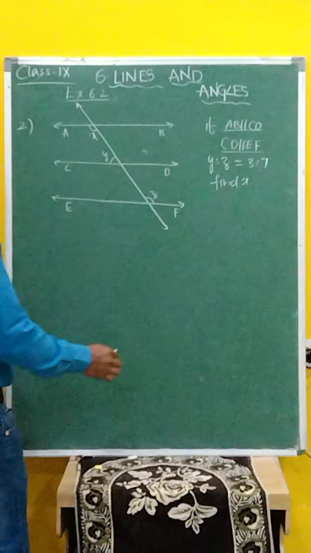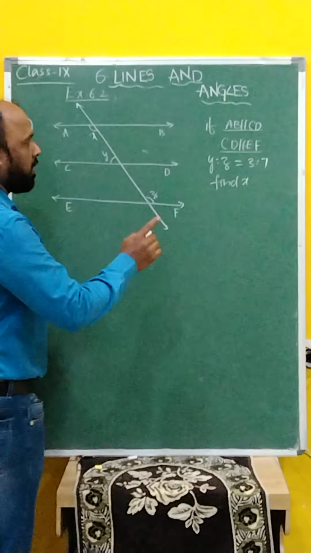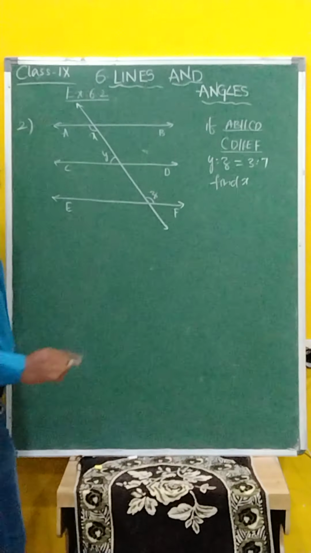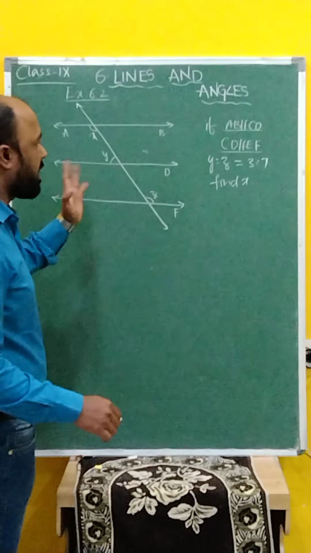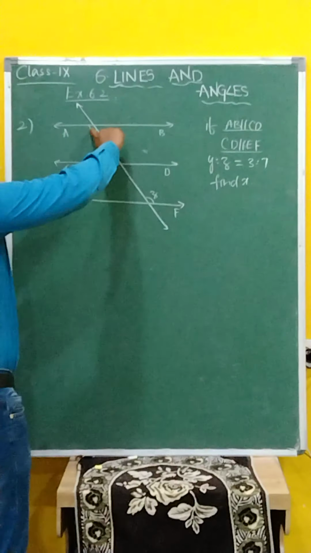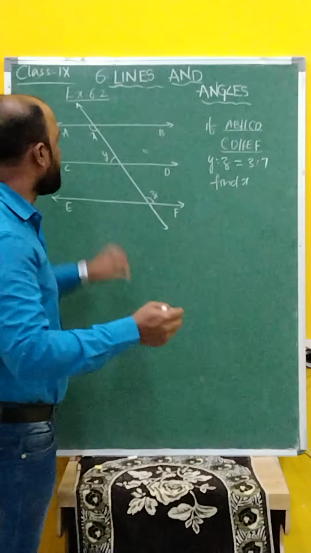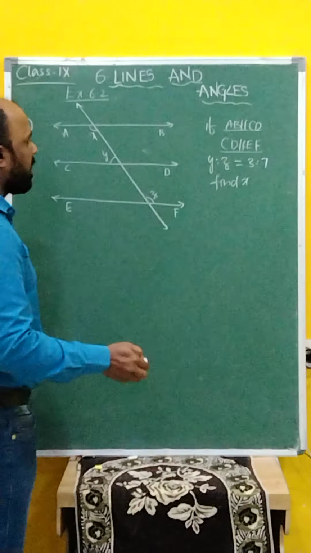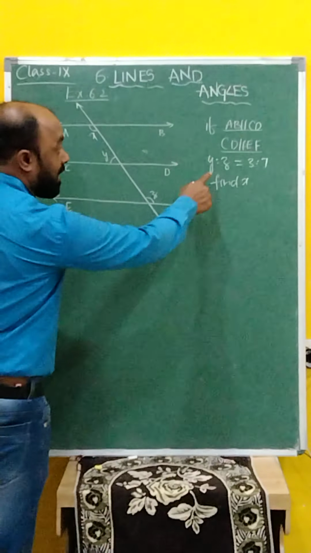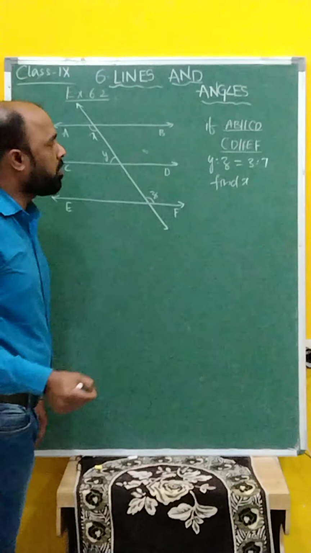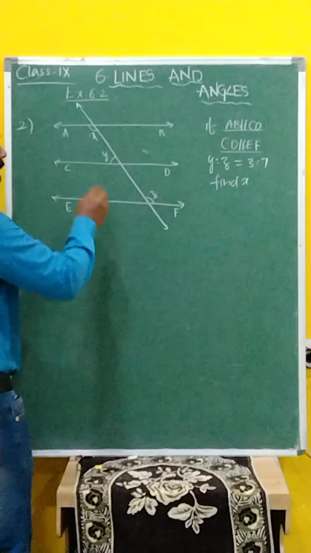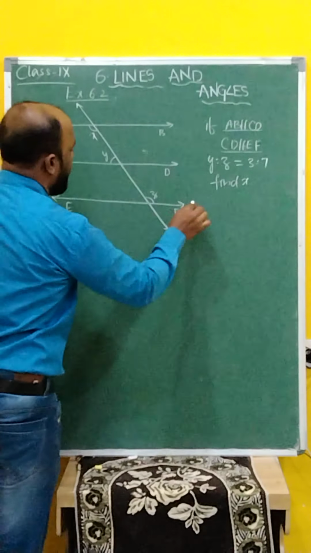Clear children? Yes. First, what we have to find here? z and y value we have to find. Then later we will go for the x value. Because we know the sum of these two is 180. What is the reason? Same side, sum of same side angles of a transversal. Clear? Now, but given is y is to z is equal to 3 is to 7. Observe the figure, these two are parallel lines.